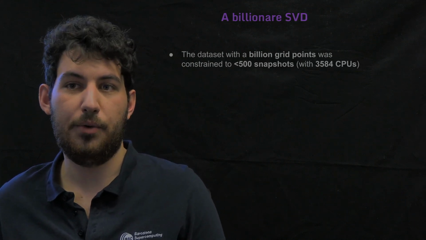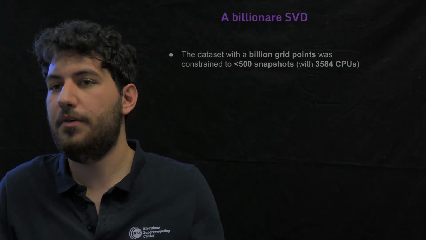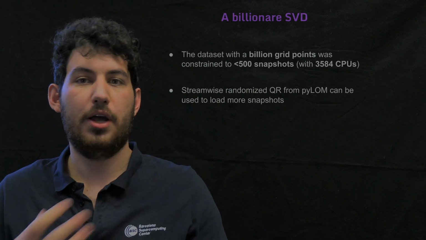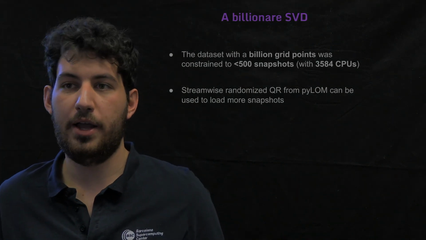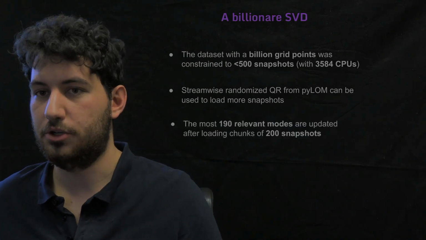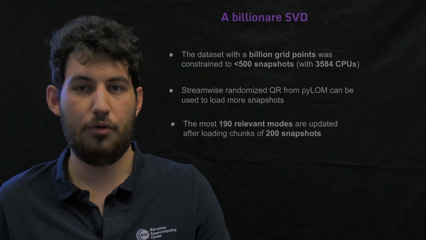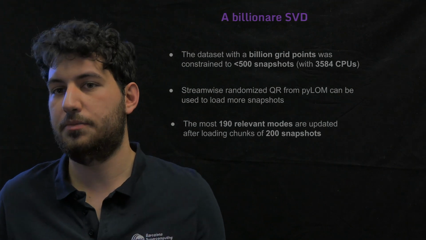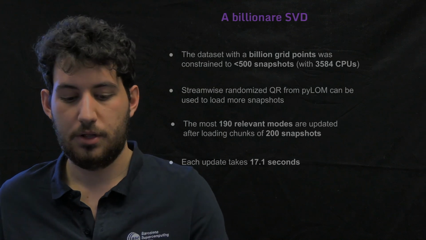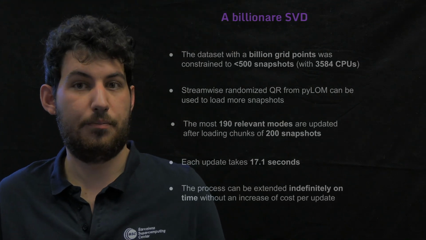because now, well, we had our dataset with 1 billion grid points that was constrained to less than 500 snapshots when working with 3,584 CPUs. But with the streamwise randomized QR from pyLOM, we can load more snapshots into that, without worrying about having to add more computational resources for the factorization. To do that, we just gathered the 190 most relevant modes of chunks of 200 snapshots with the algorithm that I just explained. And with that, each update took 17.1 seconds.